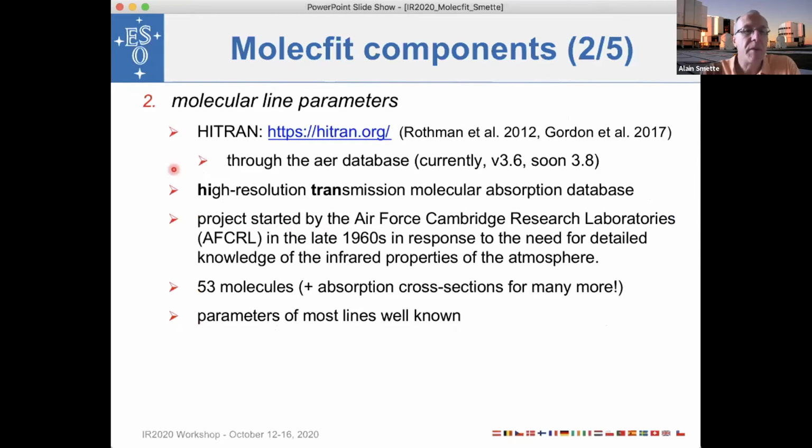The second item is to use a good set of molecular line parameters, and now really the standard is using HITRAN, which is regularly updated. In the case of Molecfit, it is done through the HITRAN database, which is also regularly updated. And this database includes 53 molecules and absorption cross-sections for many more.